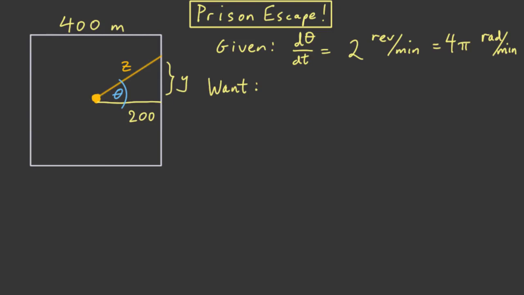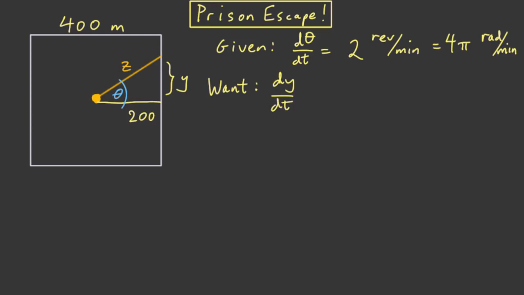What about z? As the beam rotates, it is true that the length of the beam changes as well. But that's not really what we care about. We're interested in this spot where the beam hits the wall, and, in particular, how fast the spot moves up along the wall. And that is going to be measured by dy dt.